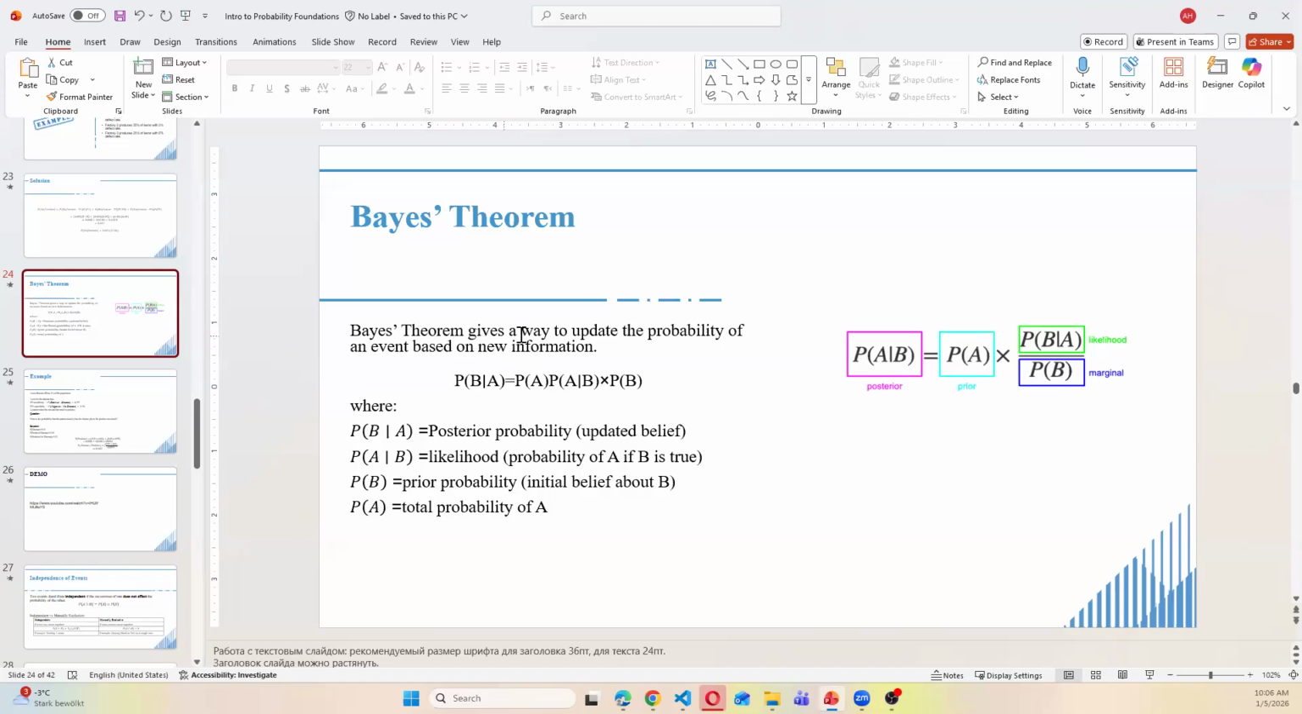Bayes' theorem gives a way to update the probability of an event based on new information. So the probability of A given B is the probability of B given A times the probability of A, divided by the probability of B. The likelihood is the probability of B if A is true, the prior is the previous probability that we update, and the denominator is the total probability of B.